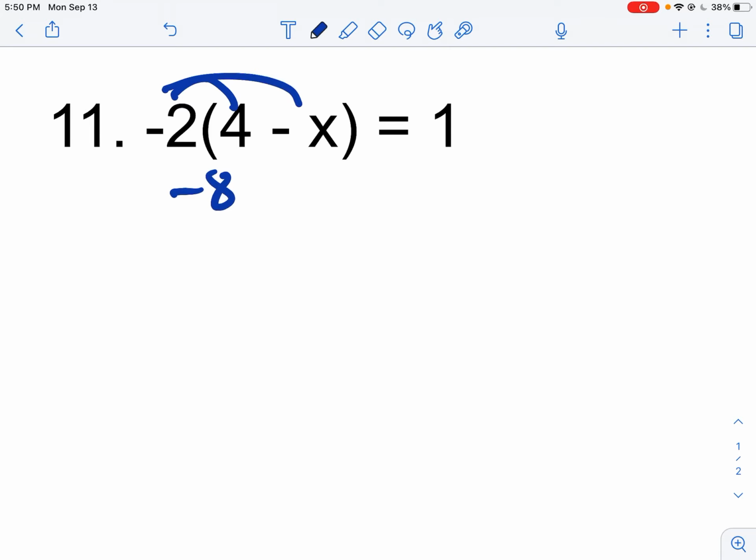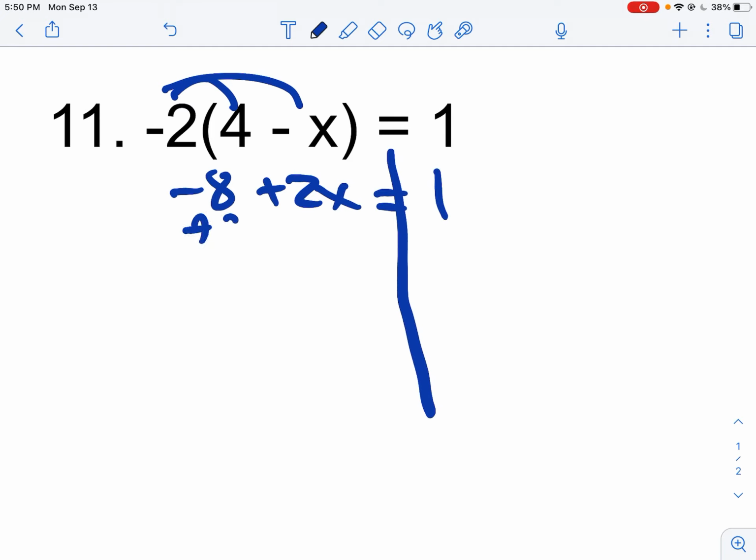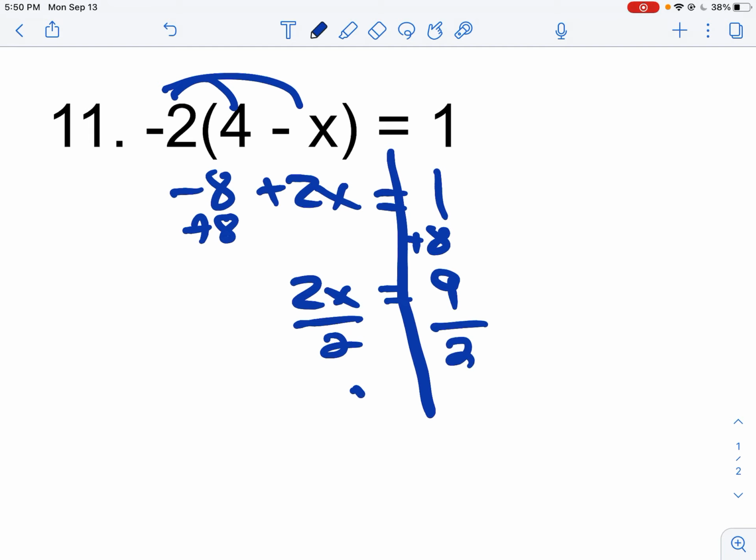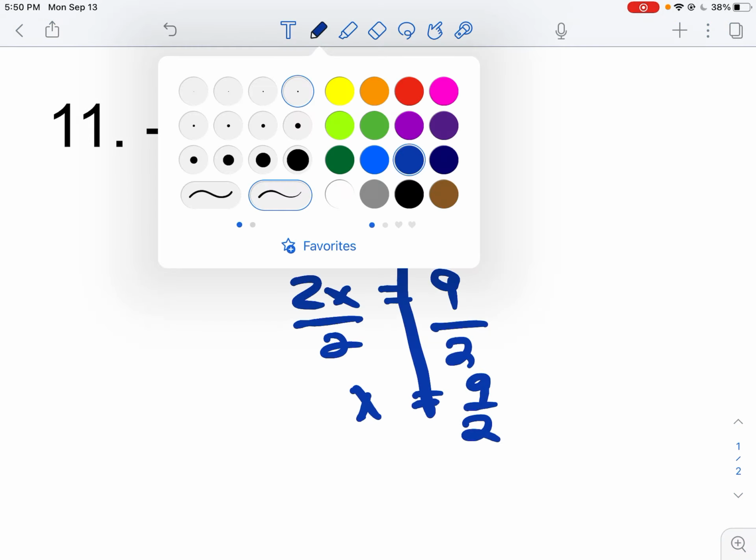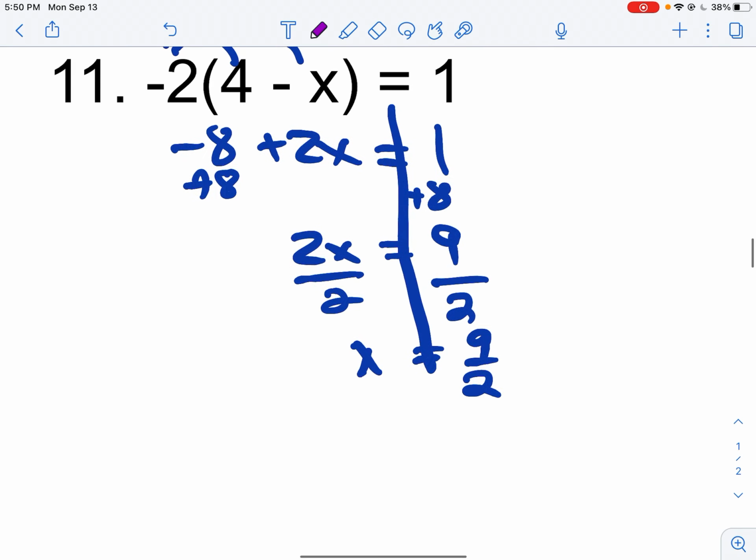And last problem. So I'm going to multiply here and I get negative 8. I multiply here and I get positive 2x. I add 8 to both sides of the equal sign and I get 2x equals 9. I divide by 2 and I get x equals 9 over 2.